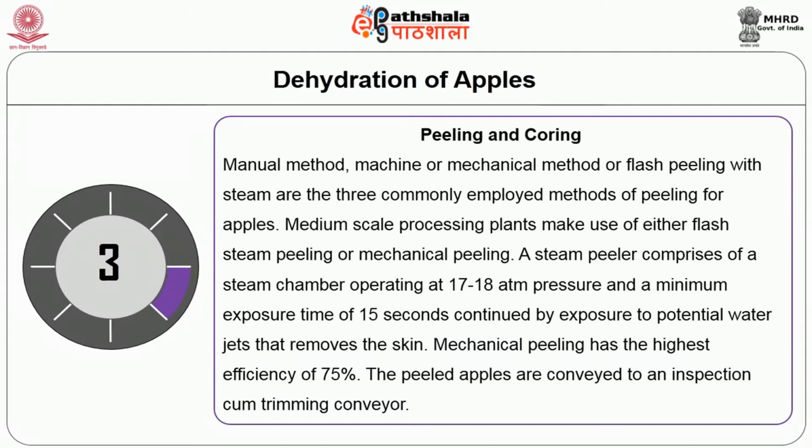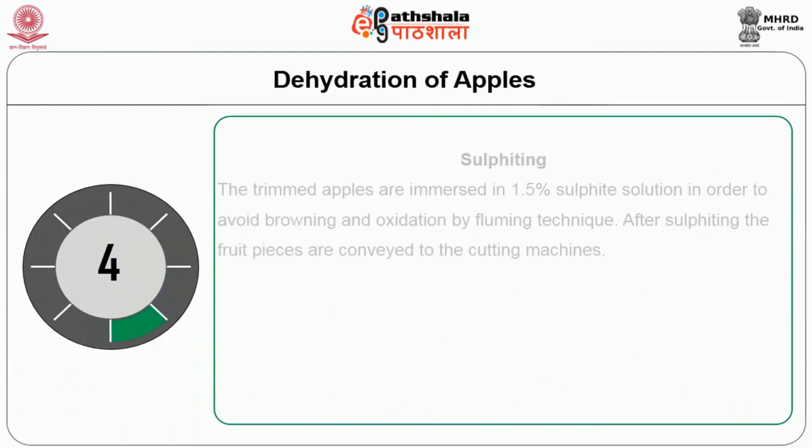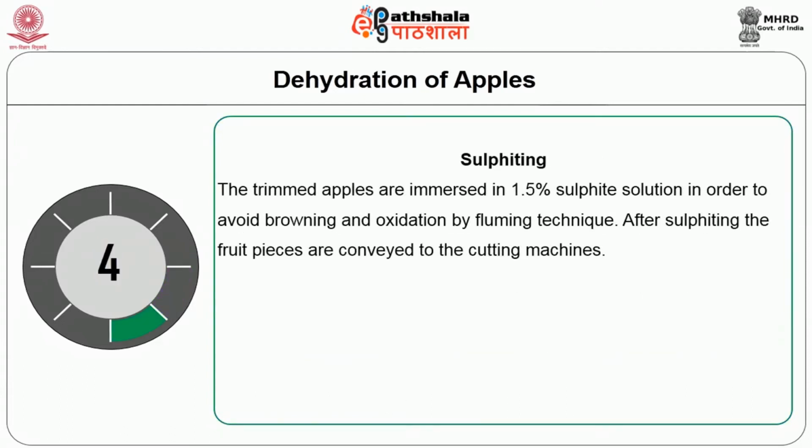Mechanical peeling has the highest efficiency of 75%. The peeled apples are conveyed to an inspection cum trimming conveyor. The next step is sulfiting, where the trimmed apples are immersed in 1.5% sulfite solution in order to avoid browning and oxidation by using the fluming technique.